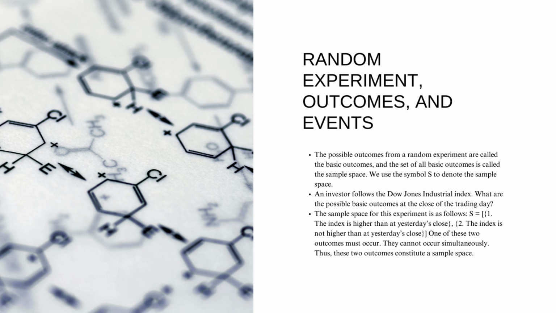The sample space for this experiment is as follows: S equals 1. The index is higher than at yesterday's close. 2. The index is not higher than at yesterday's close. One of these two outcomes must occur. They cannot occur simultaneously. Thus, these two outcomes constitute a sample space.